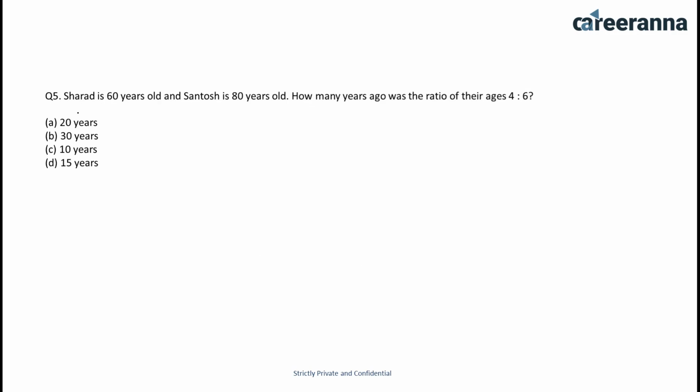Sharad is 60 years old and Santosh is 80 years old. How many years ago was the ratio of their ages 4:6? So we can say the ages are 60 and 80 and the ratio is given. So we can make the equation for how many years ago. So we have to subtract a common value from both the ages and we take the ratio equal to 4:6.